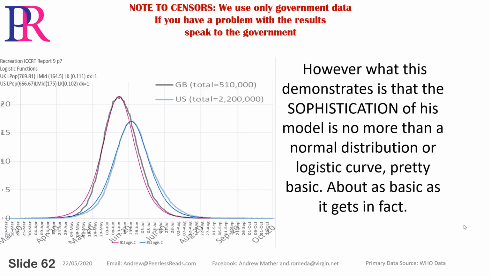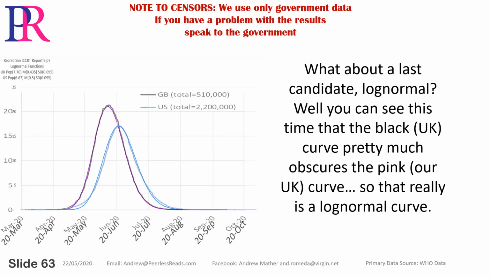However, what this demonstrates is that the sophistication of his model is no more than a normal distribution or logistic curve, pretty basic, about as basic as it gets in fact. What about a last candidate, log normal? Well, you can see this time that the black UK curve pretty much obscures the pink UK curve, so that really is a log normal curve.